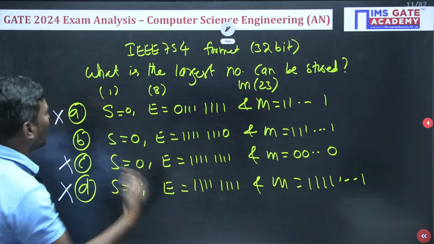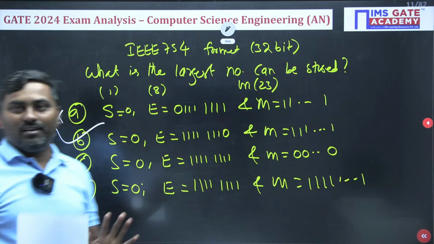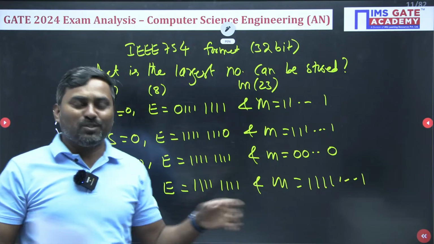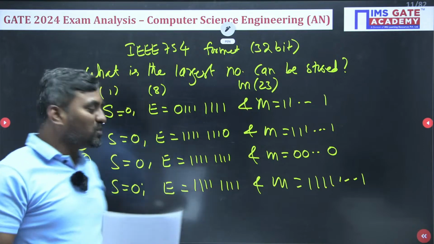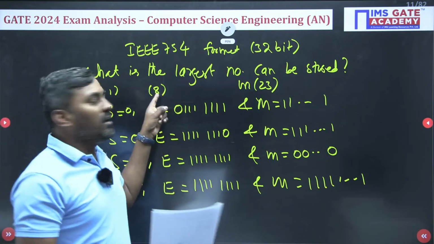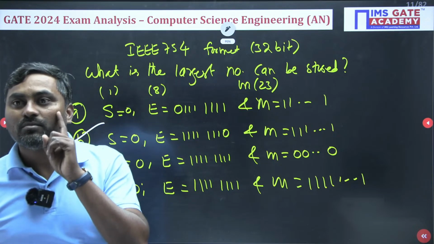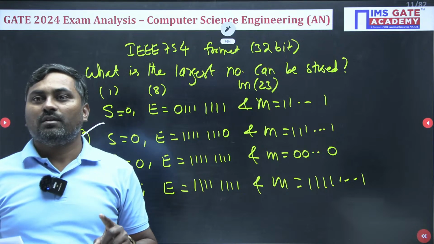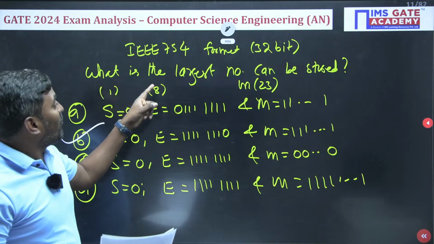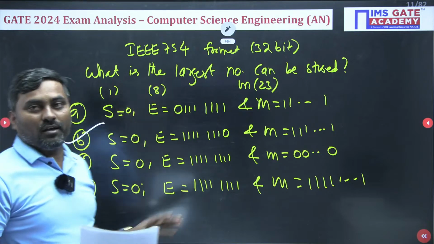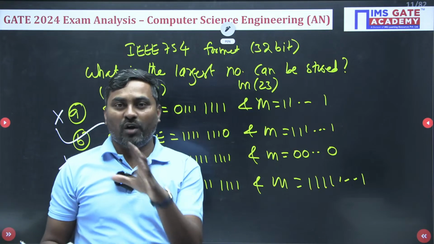So without solving it fully, you can answer it directly, is it not? You eliminated options A, C and D directly. So what we have understood is that when you want to store the largest number, the exponent field should be full. The full value is 254, not 255.